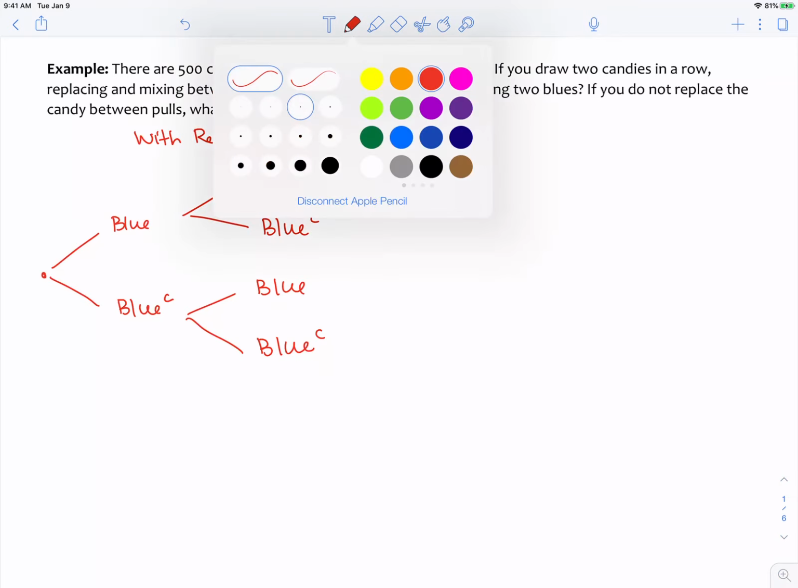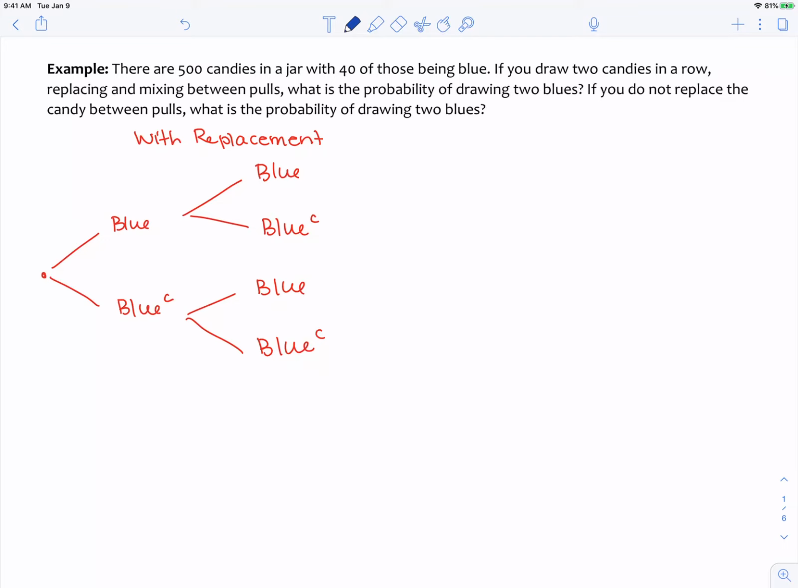Now we need to put in the probabilities on this. In our first selection, we had 40 that were blue, so 40 out of 500 are blue, and not blue is the remaining of the 500, right, because we need to add to 1. That's going to be 460 out of 500 are not blue. Now we're going to replace it, right? So we draw that candy, then we put it right back in. That means we haven't changed the probability at all. It's still going to be 40 out of 500 are blue, 460 out of 500 are not blue. So we can just replace that up here: 40 out of 500, 460 out of 500, 40 out of 500, and 460 out of 500.